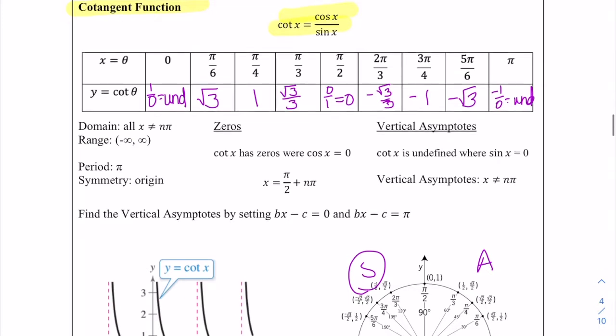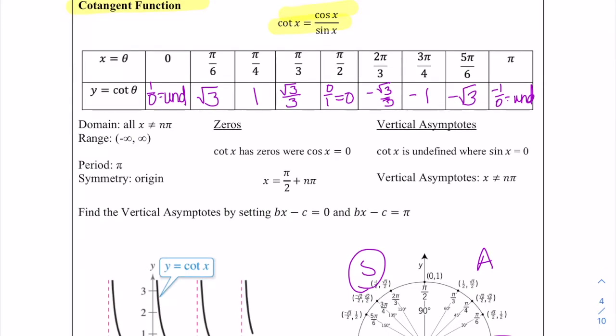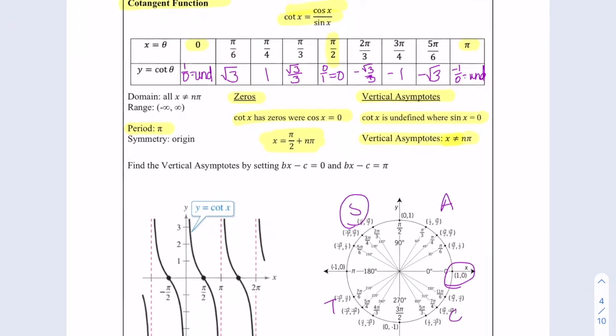So it's important to consider where the values are undefined, because that tells us where we're going to have vertical asymptotes. Cotangent is undefined wherever sine equals 0. So we're going to have vertical asymptotes at pi and anything with pi n. So 0, pi, 2 pi, 3 pi, okay? The zeros, on the other hand, are going to be when cosine equals 0. And if you notice, that's going to be at pi over 2, and the period for cotangent is pi, so it's plus pi n.